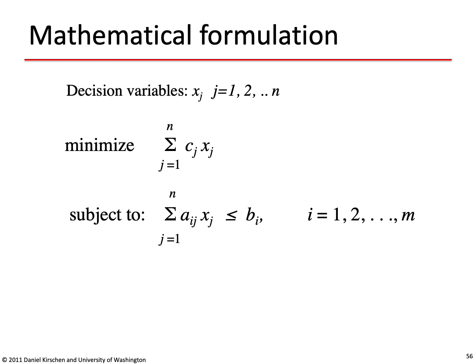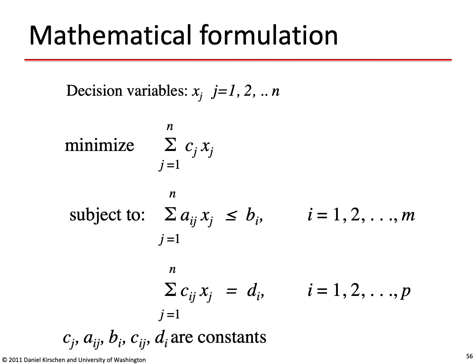And we will also have some equality constraints. In this case, I have p of them, and each of these is expressed as the sum from j equals 1 to n of cij xj equals di. And in this objective function and these constraints, cj, aij, bi, cij, and di are all constants.